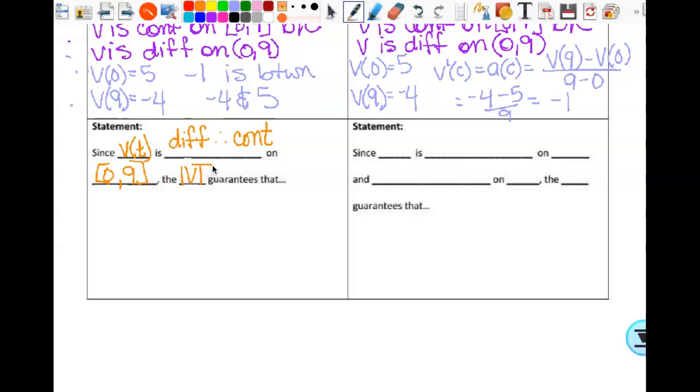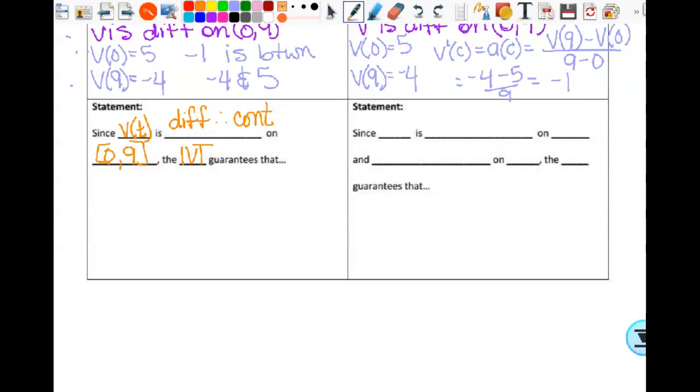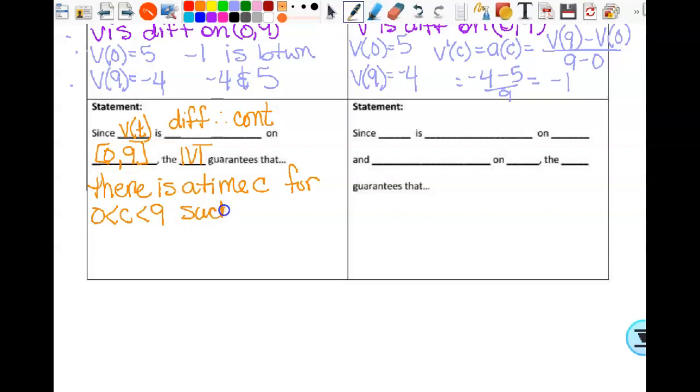guarantees that, oh, and look, it was even spelled down here. And I didn't even type that one. Guarantees that, now let's just go back to our question right here. I can't scroll and look at it, but I'm getting these words straight from that question. There guarantees that there is a time C for, and you could do interval notation here, but I'm just getting it directly from the question. It doesn't matter either way. Such that V of C is equal to -1.